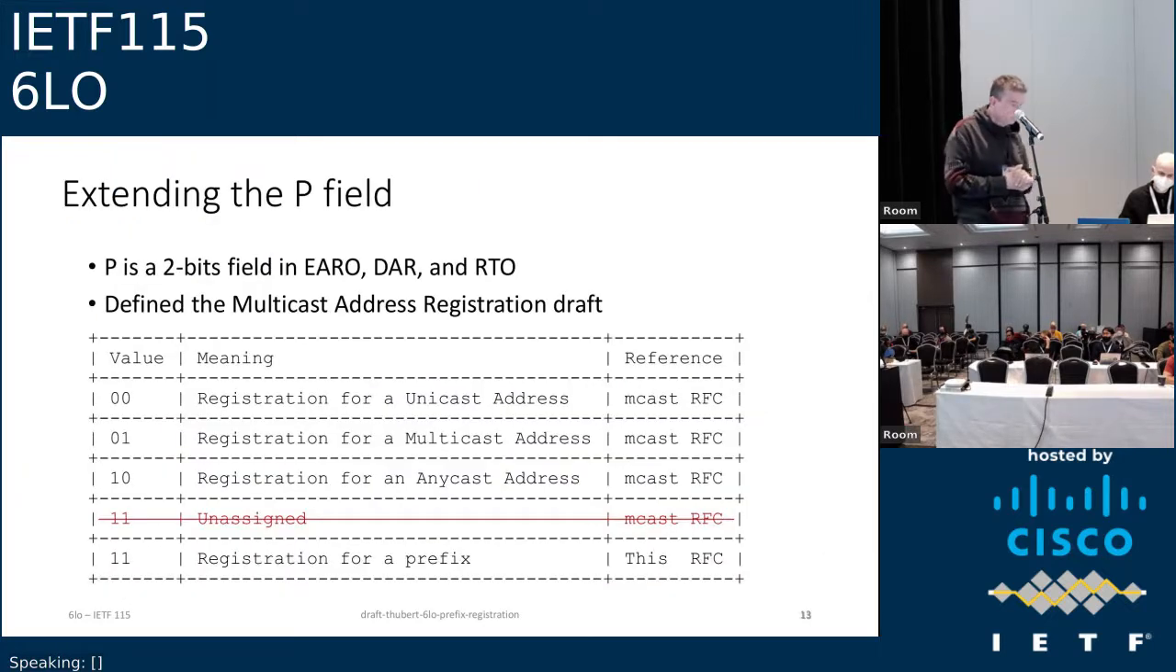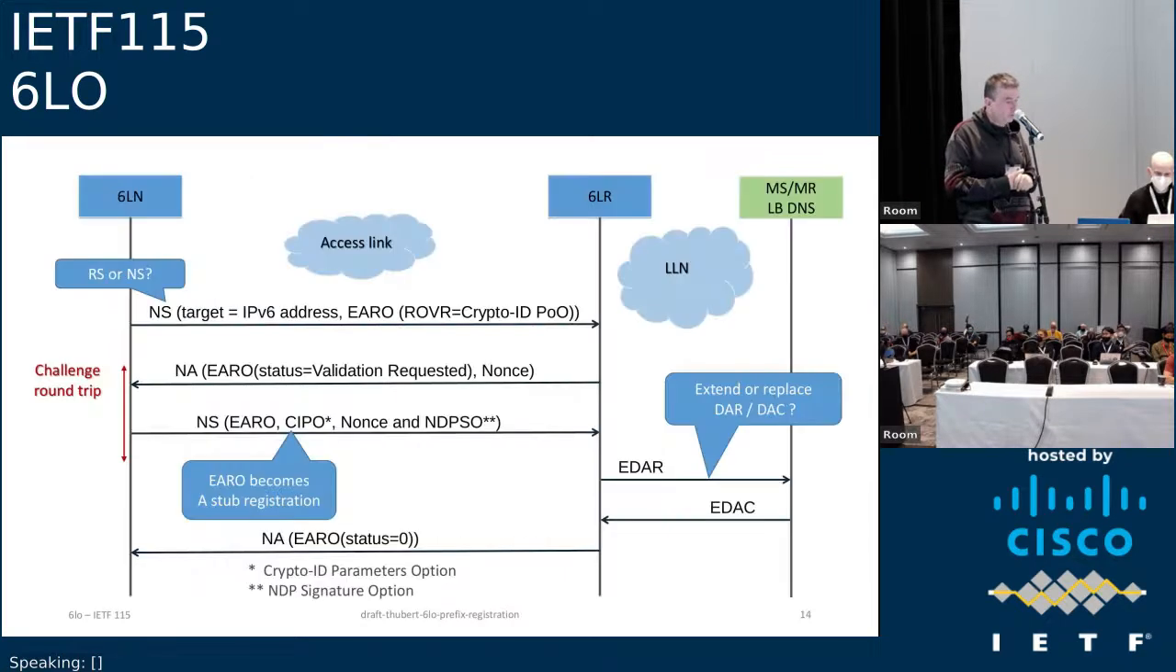Next slide. And big surprise, as I introduced those 2 bits, which can say unicast, multicast, anycast. Now, the proposal is to assign value 11 to say, hey, we are registering for a prefix. And if we are registering for a prefix, yes, you have a prefix length somewhere in this packet. Next slide. So in the arrow, effectively. And this is not changed much.